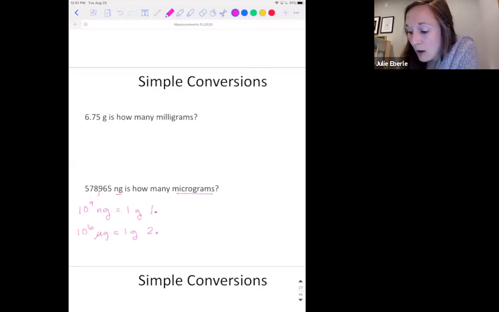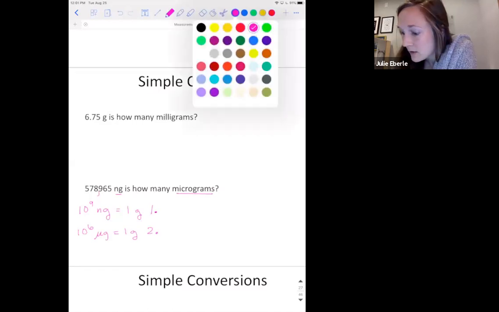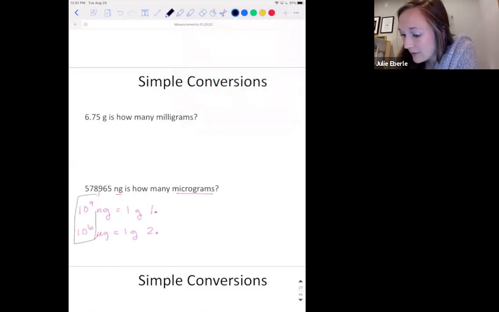How many nanograms are in a microgram? Well, to find that out, you're going to look at the difference between these two numbers. I have 10 to the 9 and 10 to the 6. What's the difference here? 10 to the power of 3. And you've got to know which unit is smaller. Here, nanogram, nano is the smallest, okay? So that means there's more nanograms in a microgram. So that means there's 10 to the 3 nanograms in 1 microgram.